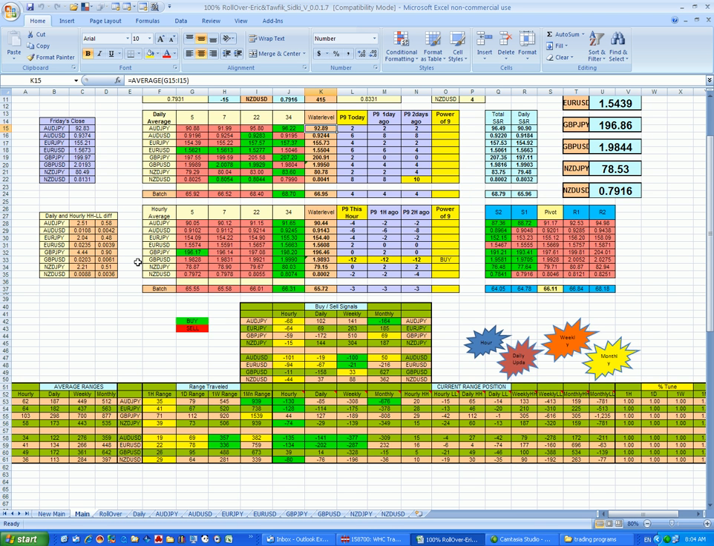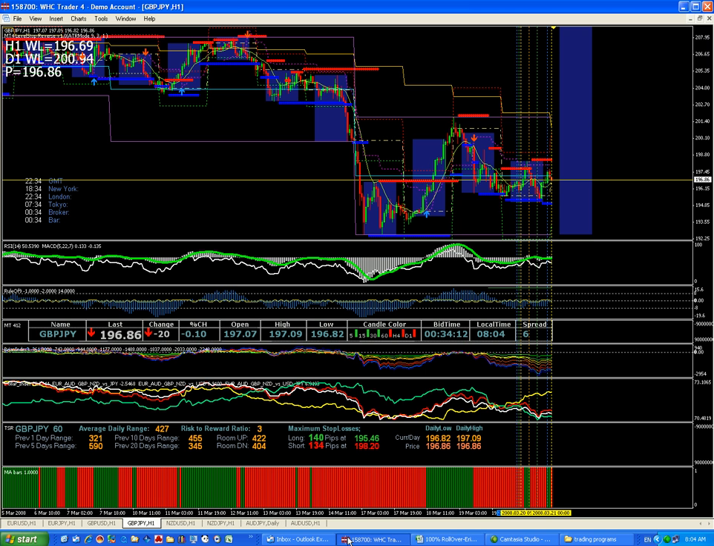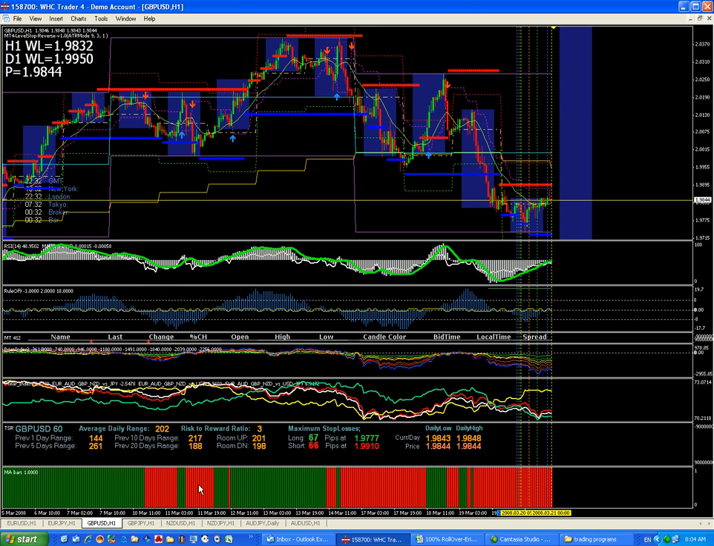It's showing it here, it's showing it here, that there could be a trend change on the Great British Pound US Dollar. We can confirm it back here. Great British Pound, US dollar. Okay, there was the trend change coming in. You can see it here.